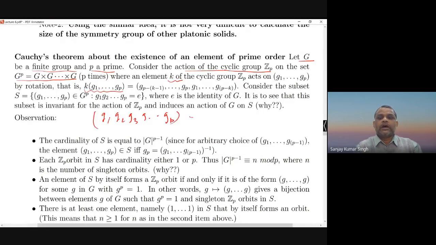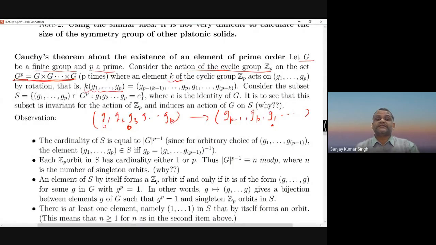So what I will do, I will shift g1 in place of g2. So it will be g_{p-1}, g_p, g1. So I have shifted g1 two more places, and so g1 will occupy the place of g3. So using this cyclic shift, I can easily define an action of Z_p on the set G^p.